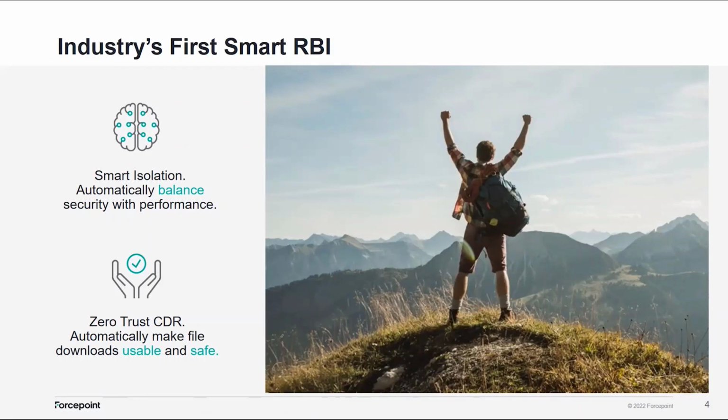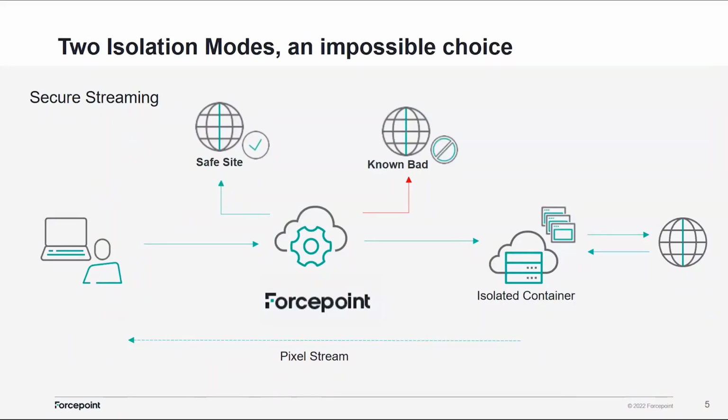This release introduces the industry's first smart remote browser isolation to automatically balance security with performance to drive user adoption and ease management. To put it simply, Smart RBI provides a more seamless user experience and improves the security posture of your organization. And this new release offers 2 new features that balance security and performance to make this advanced security even easier to use. First, the new Smart Isolation capability introduces automatic mode switching for RBI.